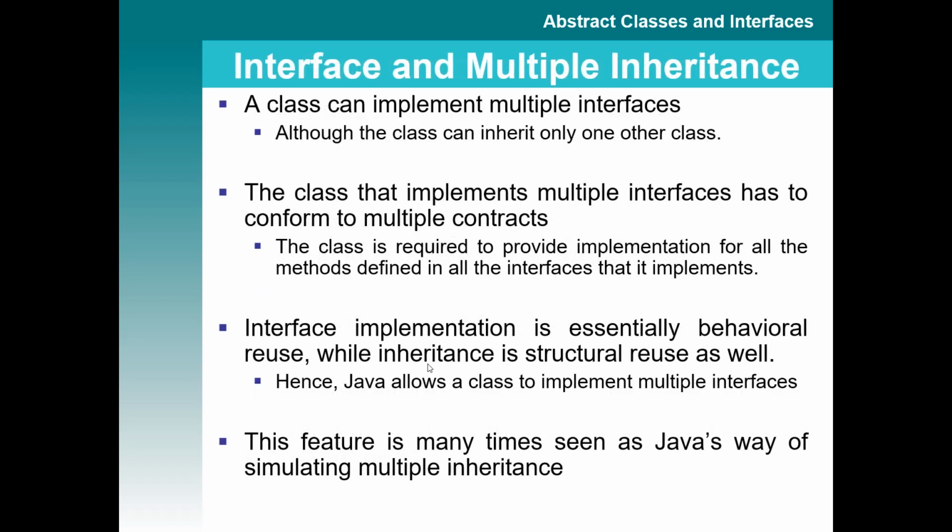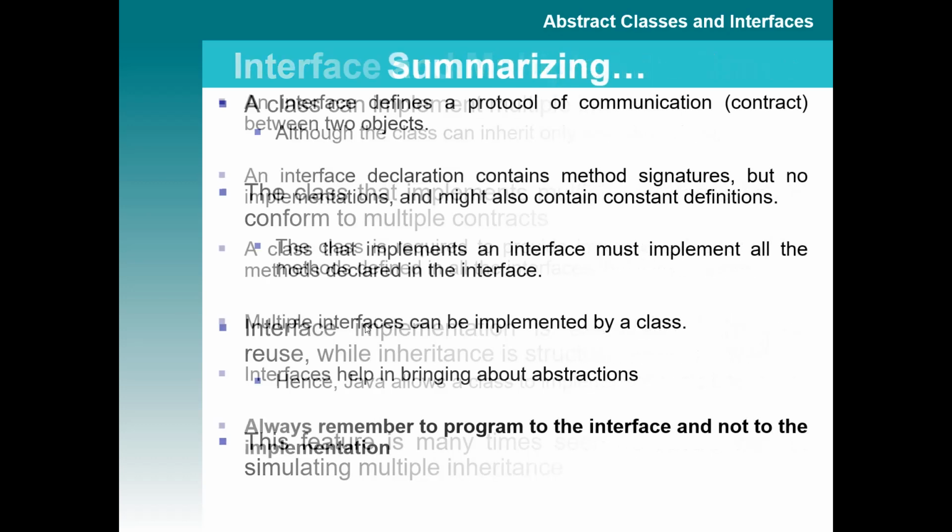And although Java does not allow a class to inherit from multiple base classes, a class can implement multiple interfaces. So whenever it implements multiple interfaces, it has to override the methods from all those interfaces. So this, you can say, is in a sense Java's support for multiple inheritance.